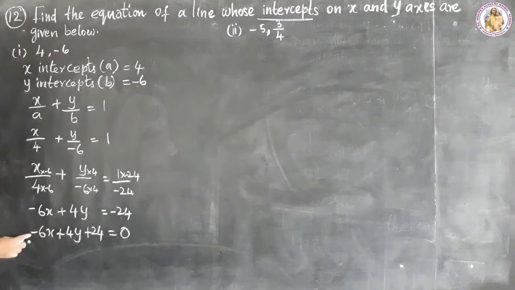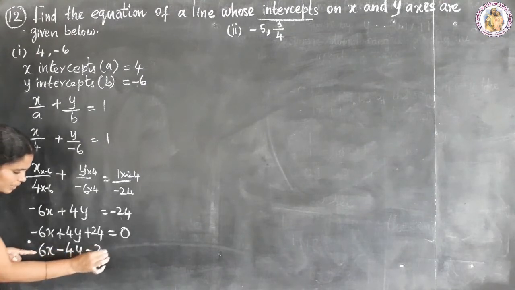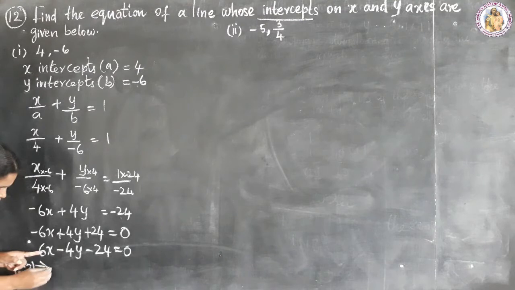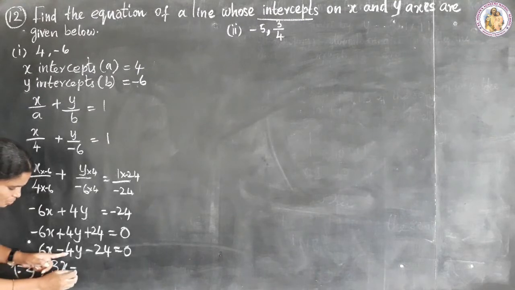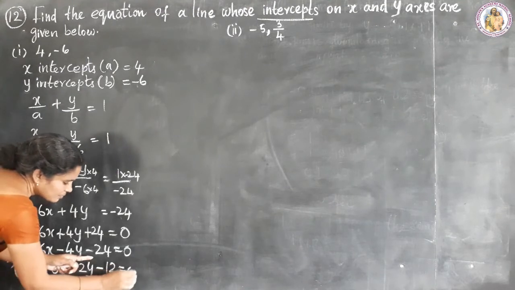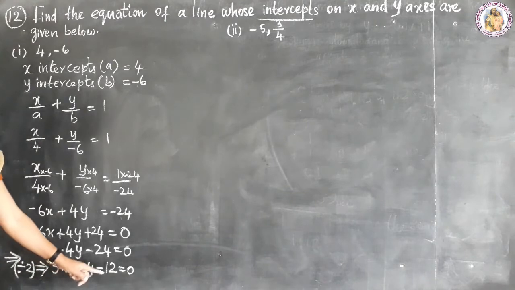Here before x we have minus, so interchange the signs: plus 6x minus 4y minus 24 is equal to 0. All the terms are divisible by 2, so divide by 2. 2 threes are 6, x; minus 2 twos are 4, y; 12 twos are 24. Therefore the equation is 3x minus 2y minus 12 is equal to 0.